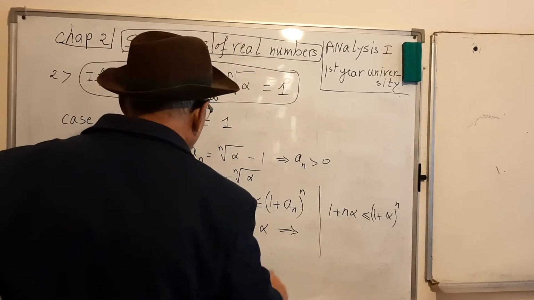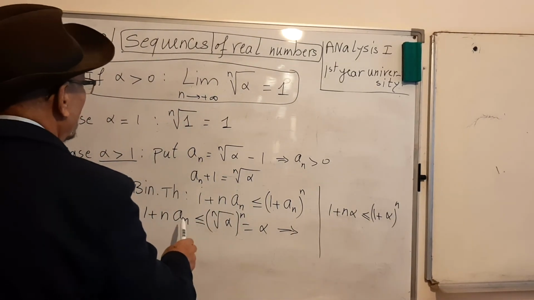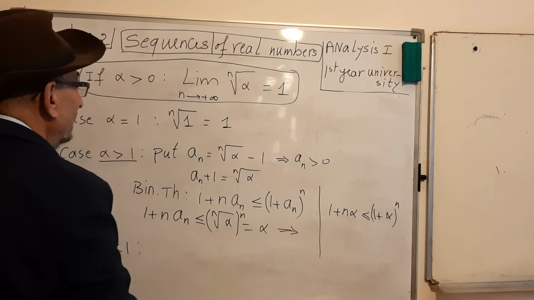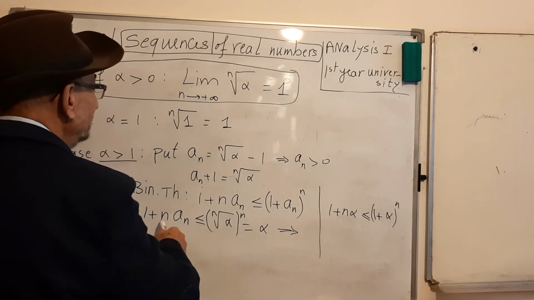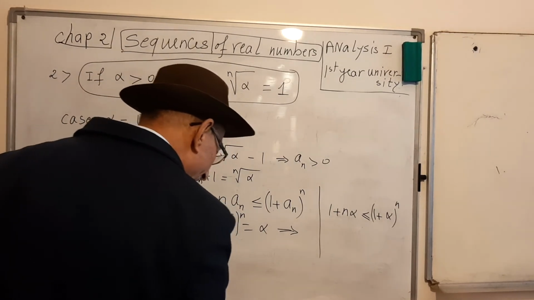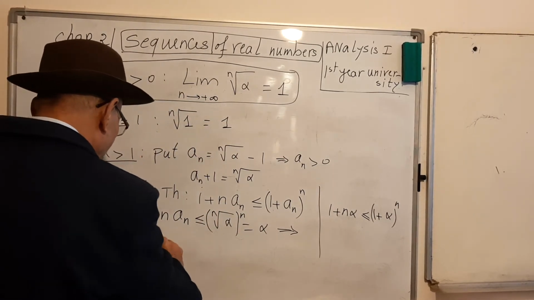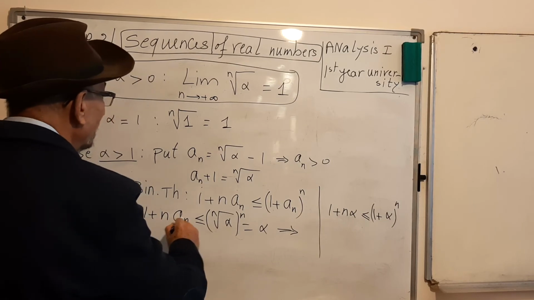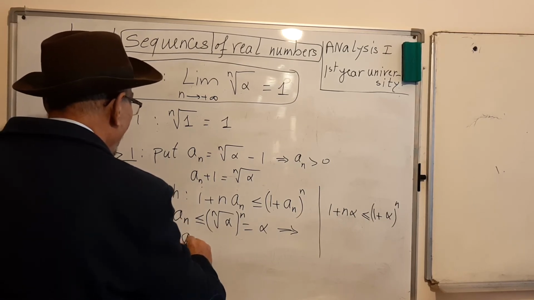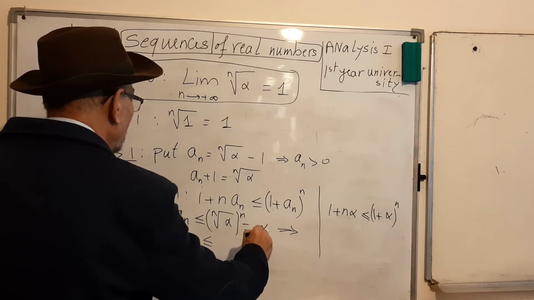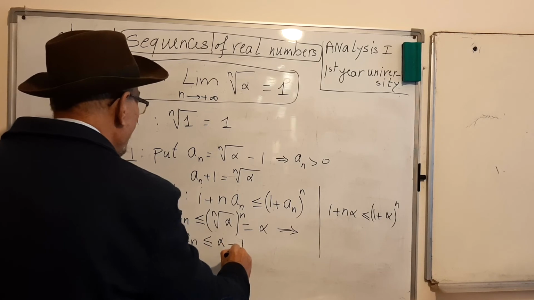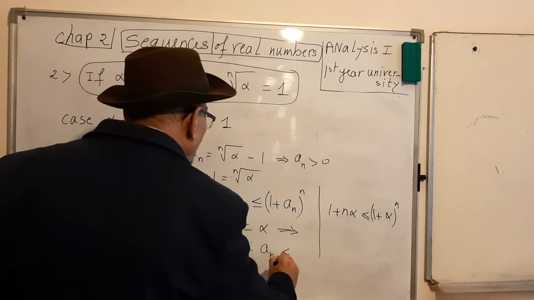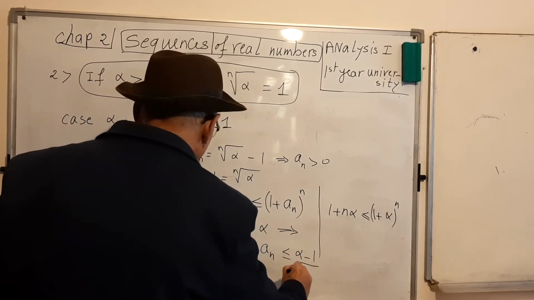So we can now calculate an in terms of n. 1 plus n an less than or equal to alpha gives that n an is less than or equal to alpha minus 1, and an is less than or equal to (alpha minus 1) over n.